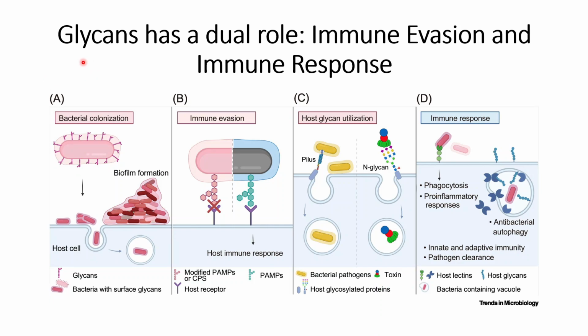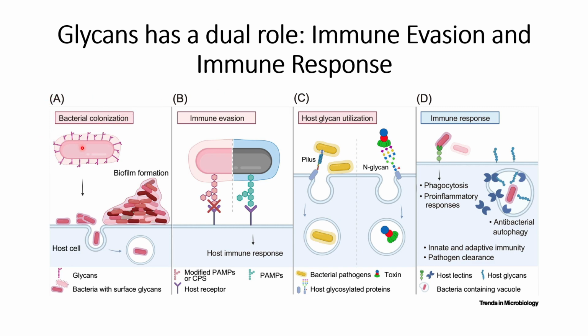In this video, we will discuss how glycans have a dual role. That is, glycans can help in immune evasion. At the same time, these glycans can help in the immediate immune response. So these are different examples that are shown here.